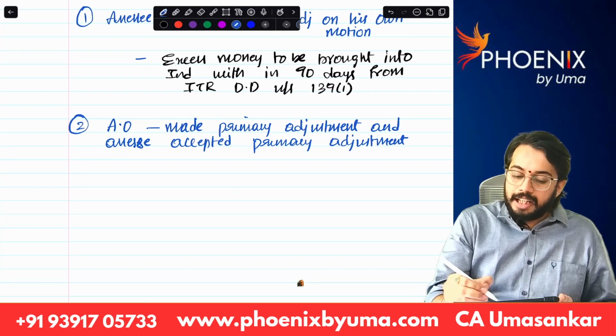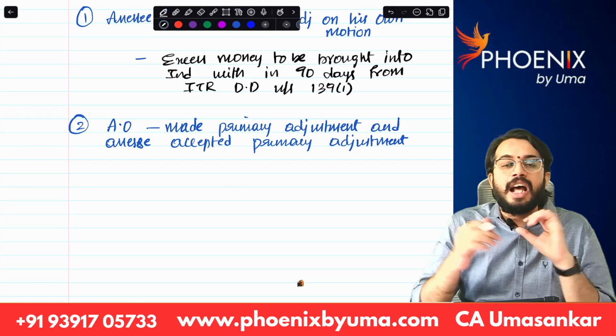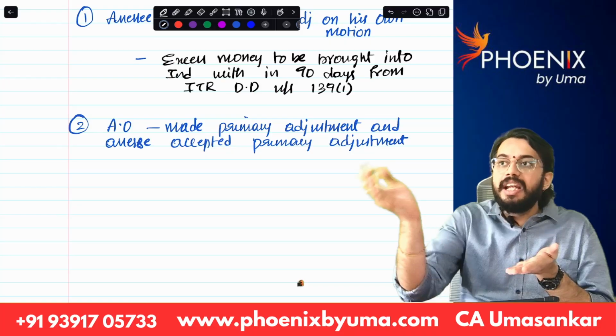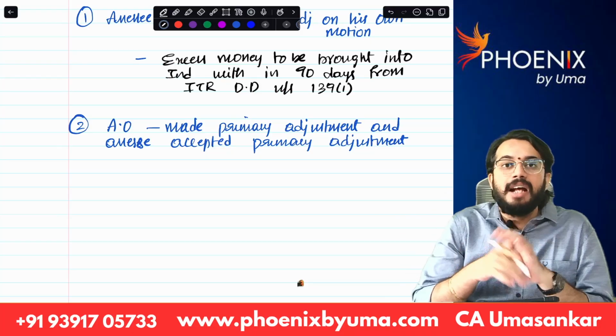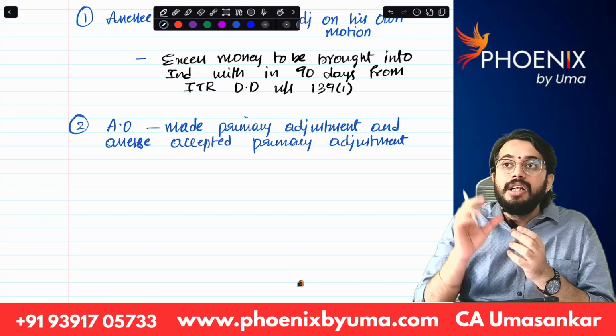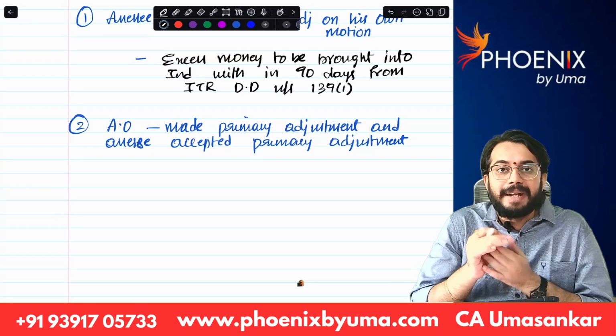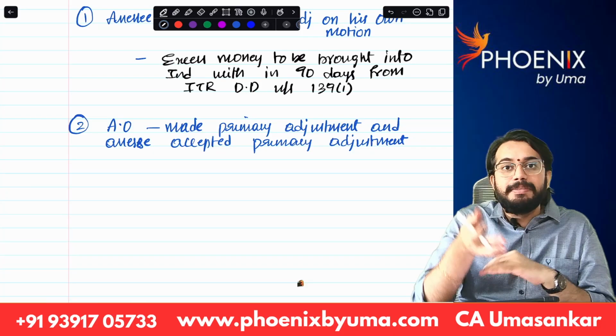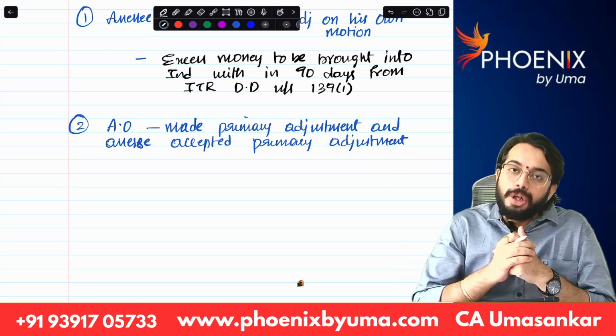In this case, that means what? I calculated arm's length price as 10 crores. The income tax officer came and calculated arm's length price as 14 crores. So, as per the assessing officer, arm's length price is 14 crores. The excess money of 4 crores I have to bring to India.